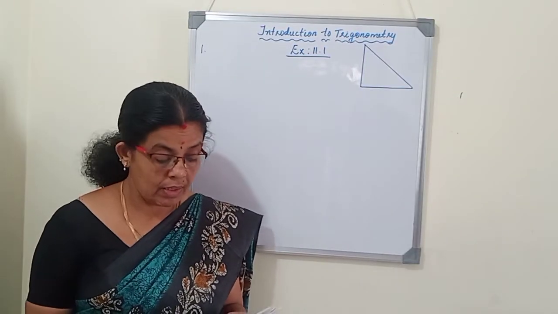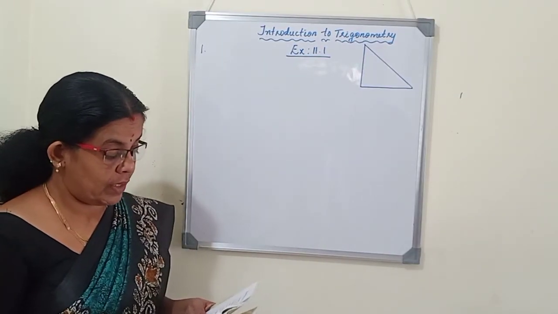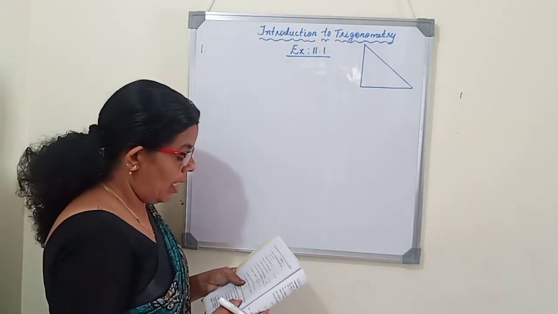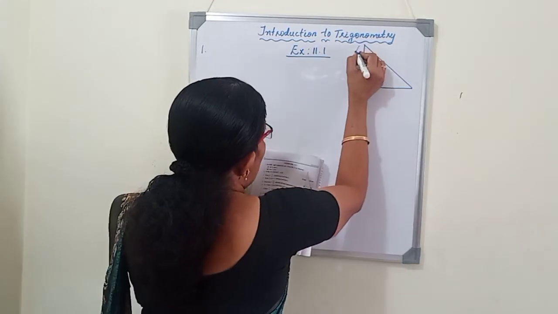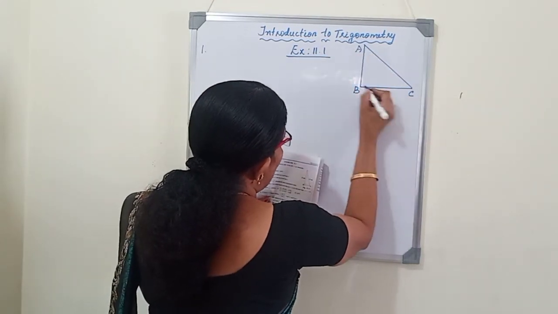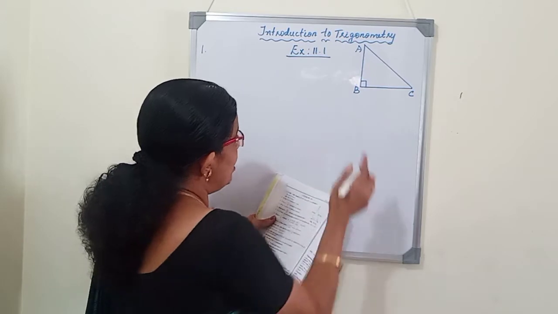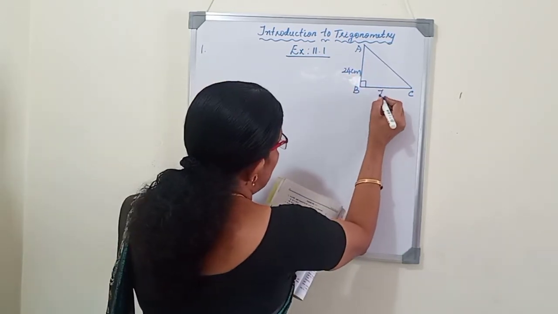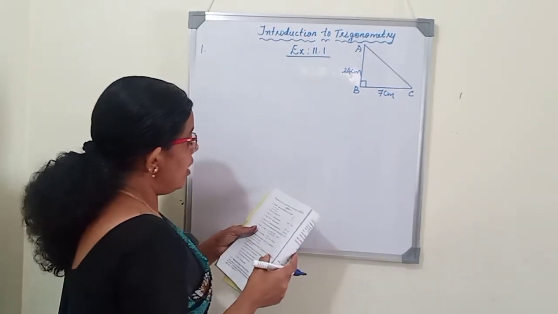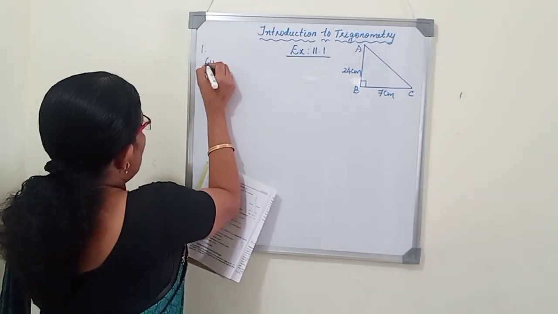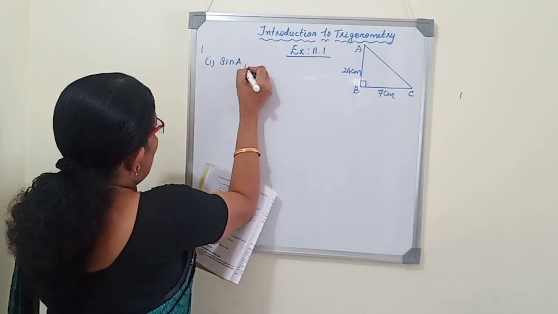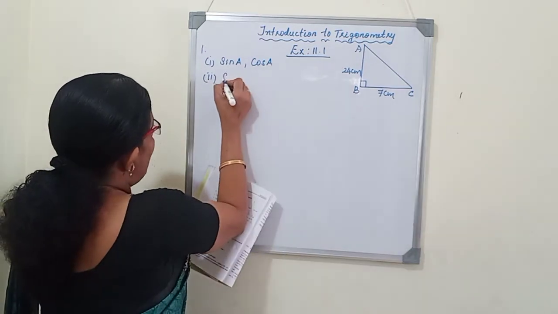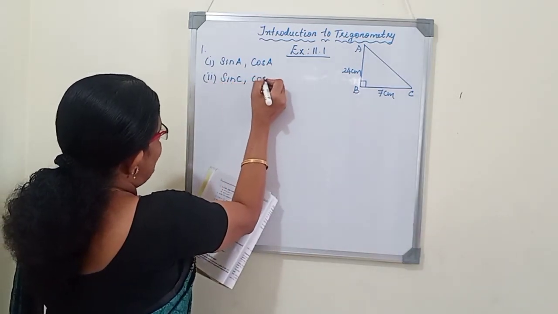Now we will see the exercise. Exercise 11.1, first question. In triangle ABC, right angle at B, AB is 24 cm, BC is 7 cm. Determine sin A, cos A. First question, we have to find sin A and cos A. And one more question is there. We have to find sin C and cos C.